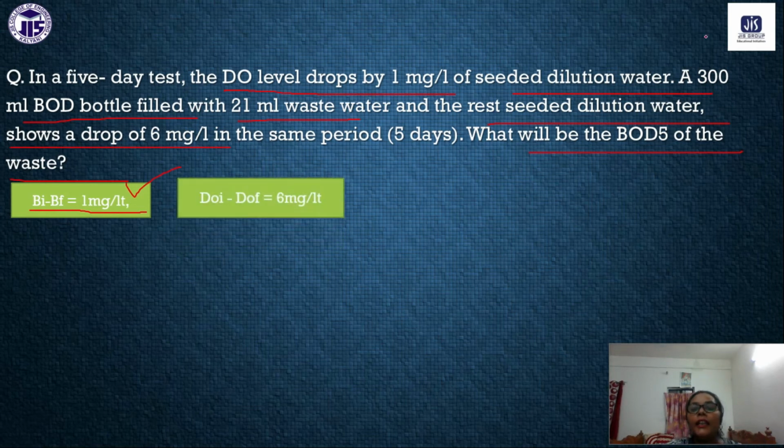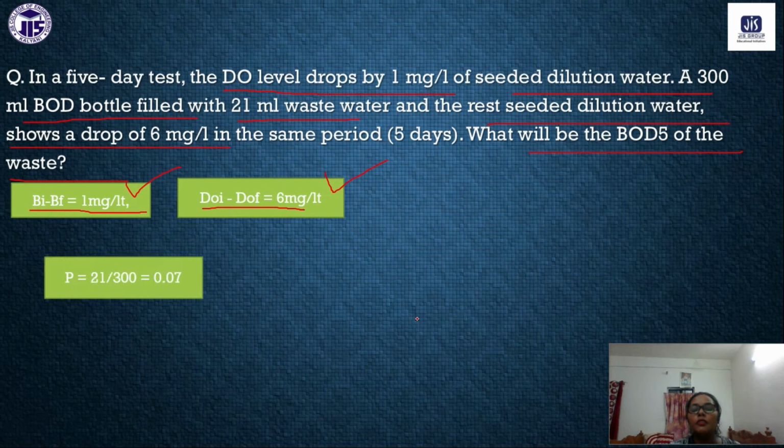Okay, so again, a 300 ml BOD bottle filled with 21 ml wastewater and the rest diluted water shows a drop of 6 milligram per liter in the same period of 5 days. So again we have the second drop of the dissolved oxygen, which is for bottle 1, where we have kept the wastewater plus this diluted water. So now DOI minus DOF obviously should be 6 milligram per liter, right?